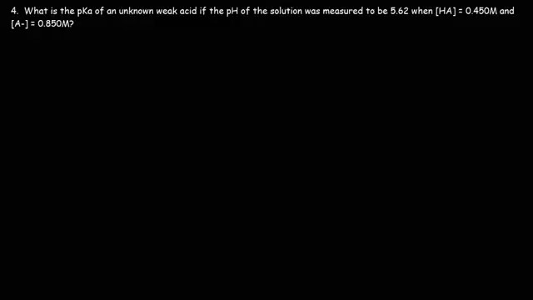Number 4. What is the pKa of an unknown weak acid if the pH of the solution was measured to be 5.62 when HA is 0.45 and A minus is 0.85? So we want to calculate the pKa if we know the pH and the concentration of the weak acid and the conjugate weak base. So let's start with the buffer equation. pH is equal to pKa plus log base over acid.